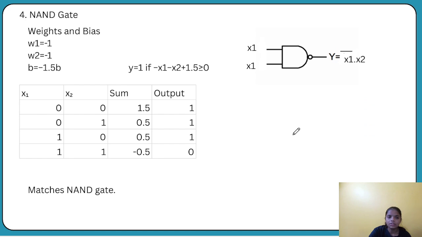Now the last one is the NAND gate. In the NAND gate we have weight 1 equivalent to minus 1 and weight 2 equivalent to minus 1, where the bias factor is equal to minus 1.5. When we substitute into this with the help of our input data, we get the following sum. Now when we substitute this sum into our sigmoid function, 1 upon 1 plus e raised to power minus z, we get the following output. So here our NAND gate matches.